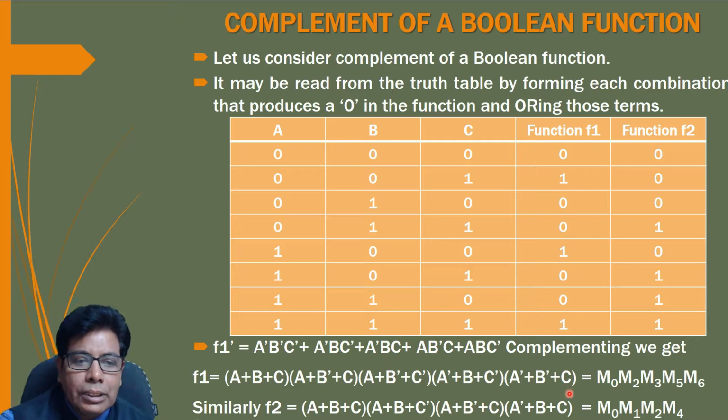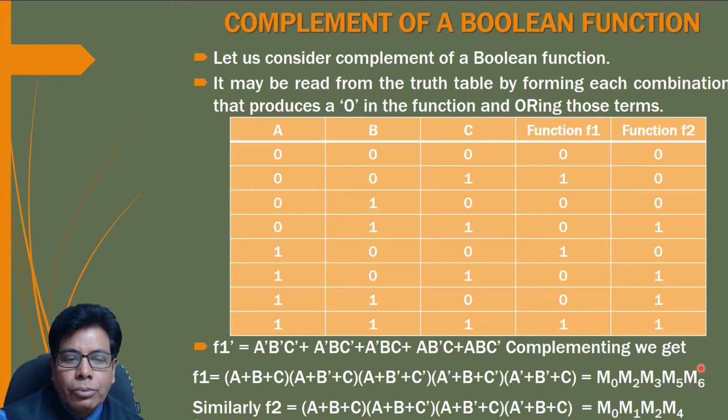So if you take these terms individually, this is nothing but the max term m0, then this combination is nothing but max term m2, then this is max term m3, this is max term m5, and this is max term m6. So we are getting the product of the max terms m0, m2, m3, m5, and m6.